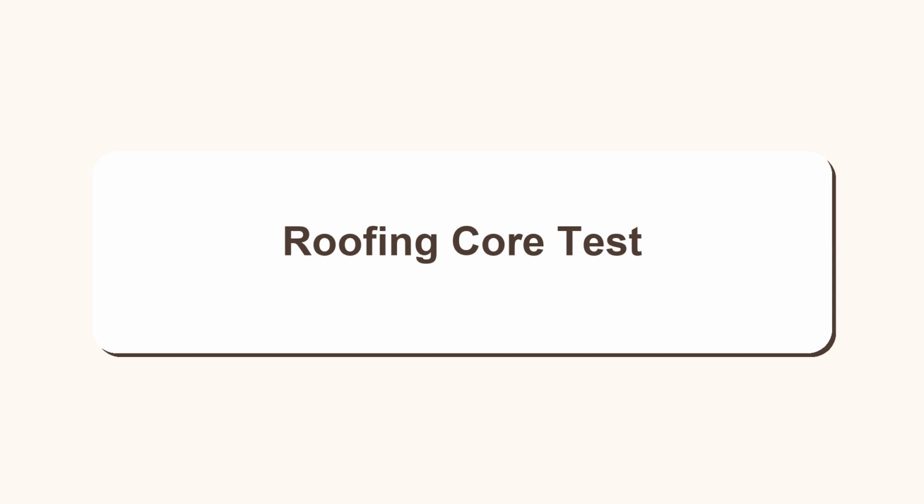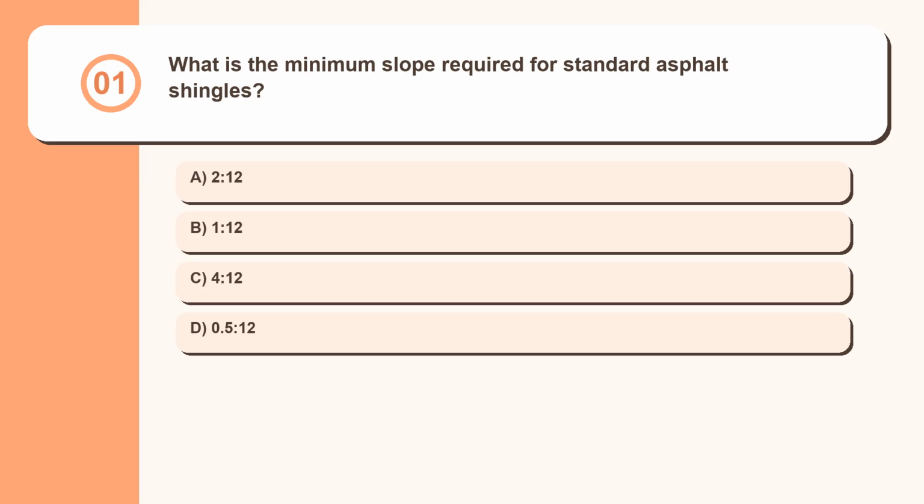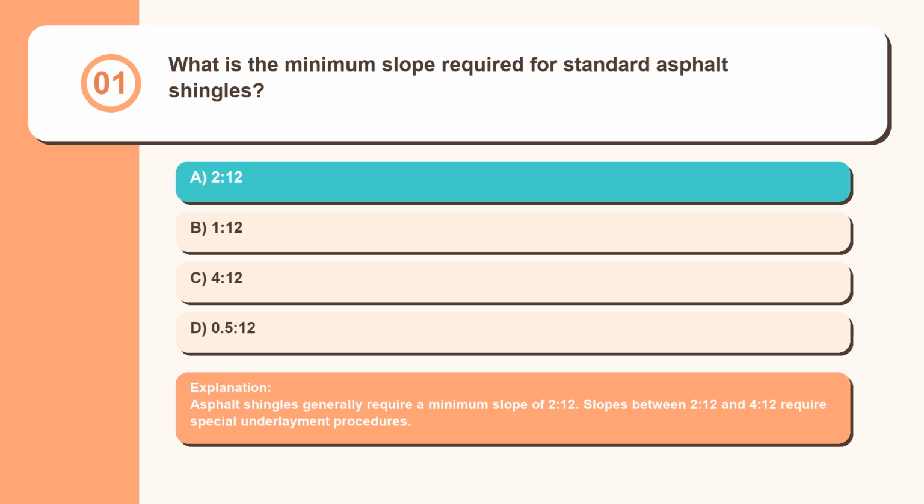Roofing core test. Question 1. What is the minimum slope required for standard asphalt shingles? 2:12, 1:12, 4:12, 0.5:12. Asphalt shingles generally require a minimum slope of 2:12. Slopes between 2:12 and 4:12 require special underlayment procedures.